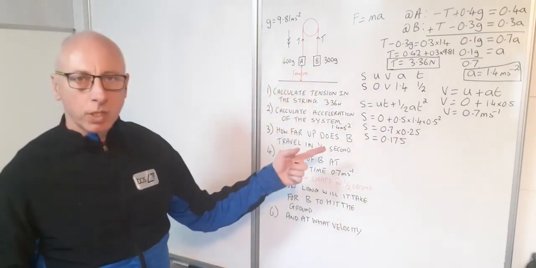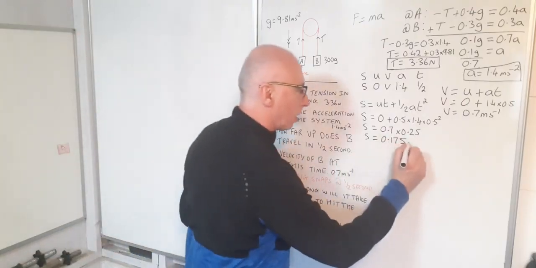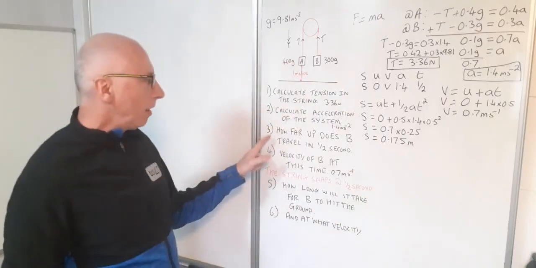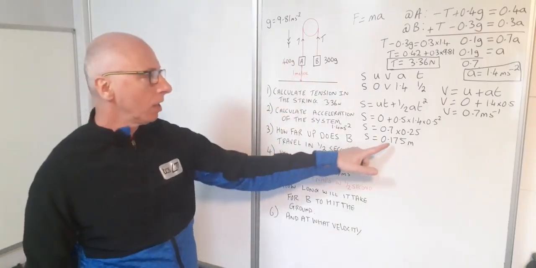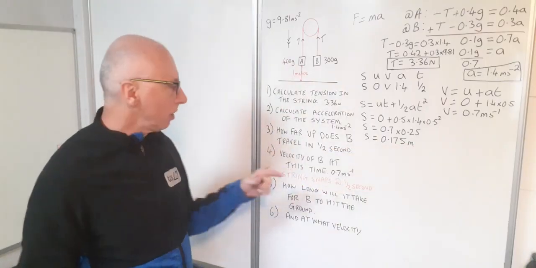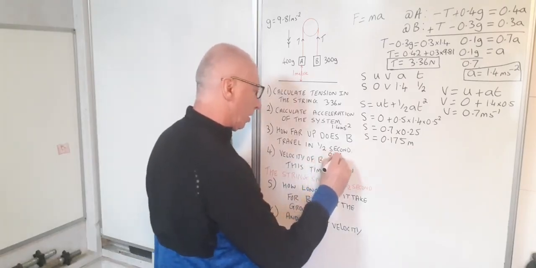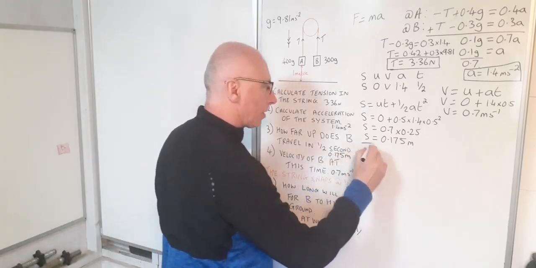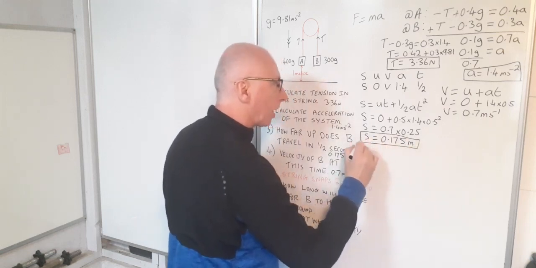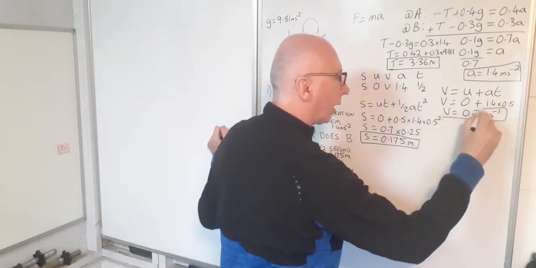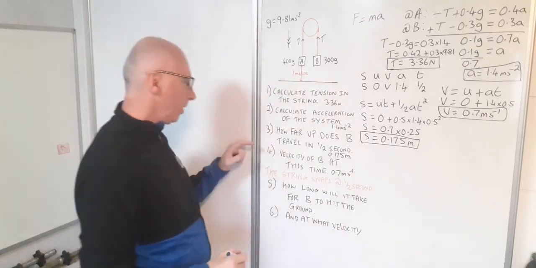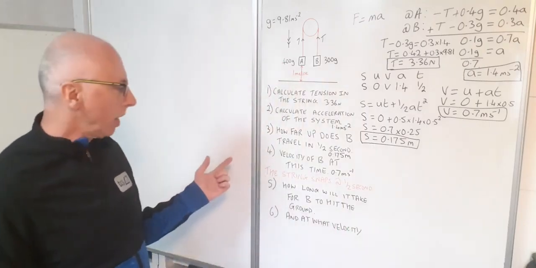Okay, so that was in meters. So how far up does B travel in half a second? 0.175 meters. So keep it in the standard SI units. So that's that question there taken care of, and also that one there taken care of. So that's 3 and 4 all done as well.